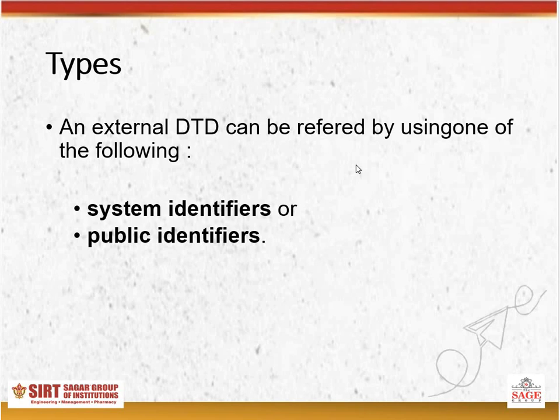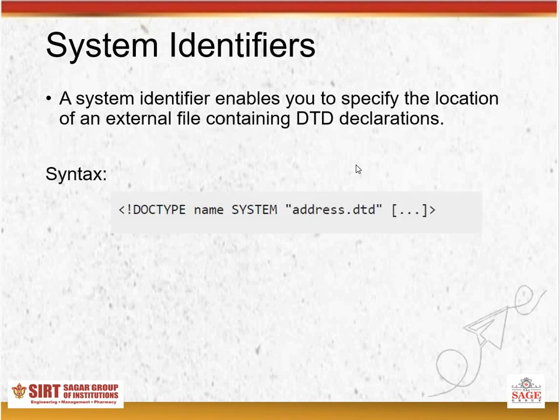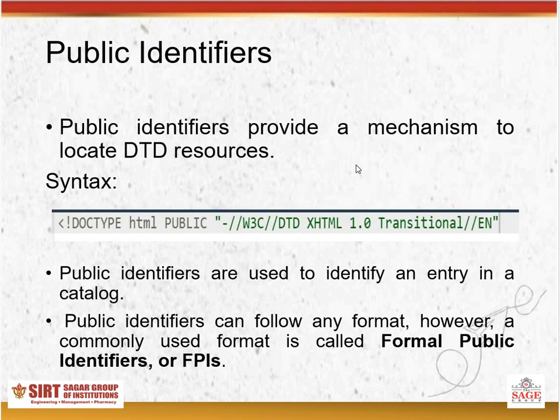Now we come to the types of external document type definitions, which can be referred to by using one of the following. First is the system identifier and the other is the public identifier. The system identifier enables you to specify the location of the external file that contains the DTD declaration. This is the syntax of the external DTD that consists of a system identifier.